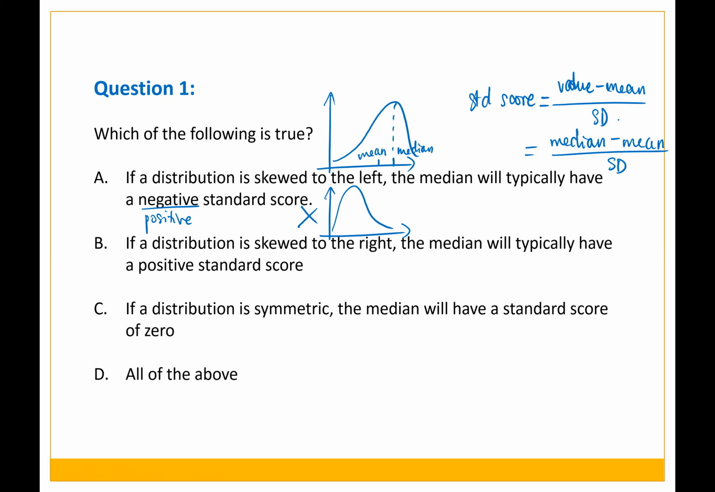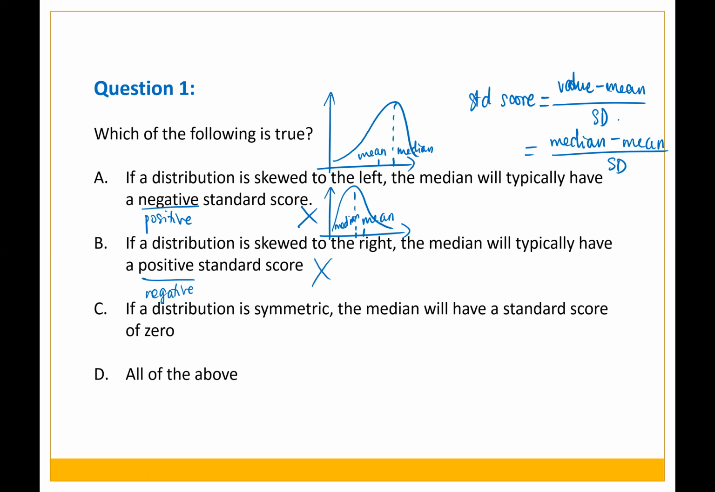And similarly, if you do the same thing for a distribution skewed to the right, then you're going to have the mean slightly bigger than the median. So here median minus mean is going to be a negative number. So this is a negative, so this answer is also wrong.